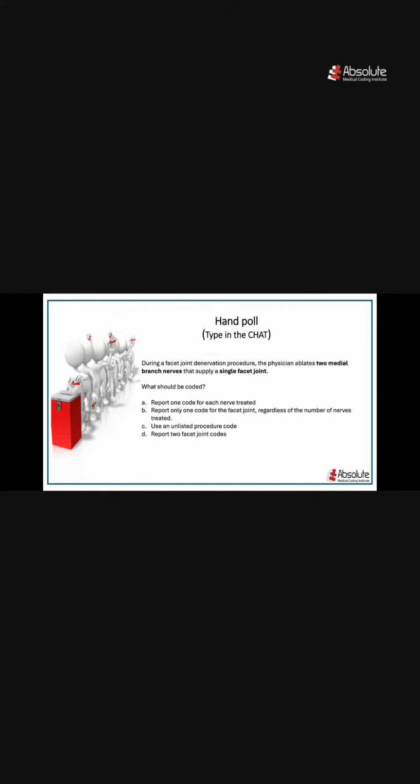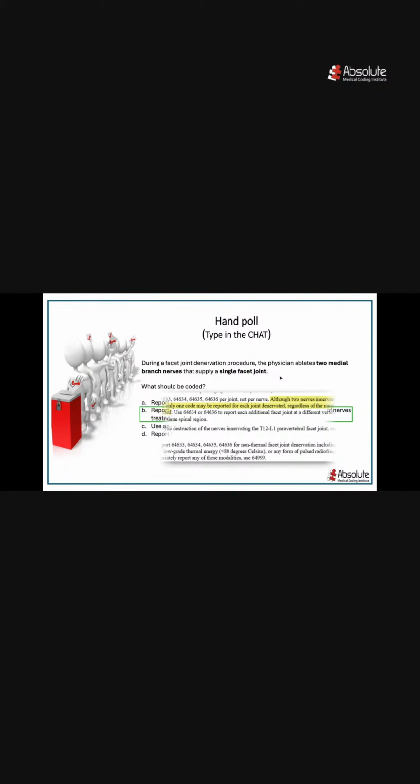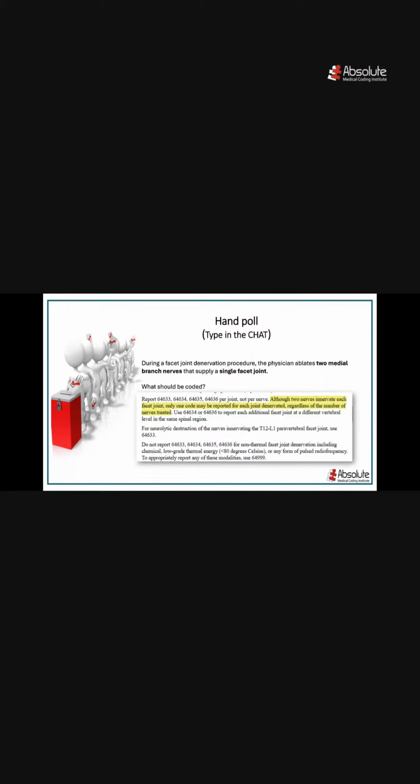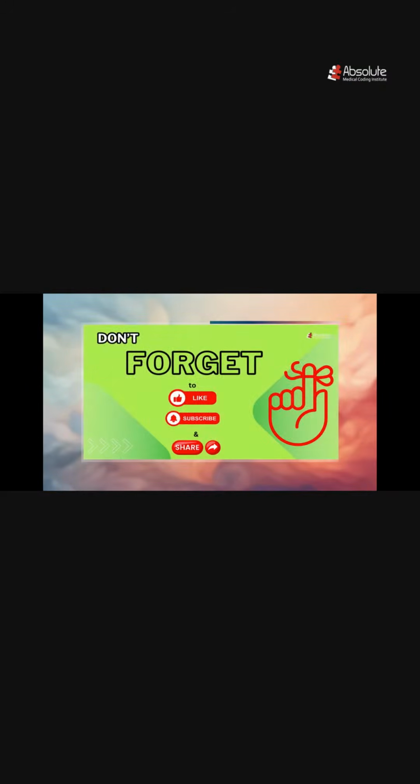Okay, all right. Good one. Yes, the correct answer is option B. Report only one code for the facet joint, regardless of the number of nerves treated. So the guideline says although two nerves innervate each facet joint, only one code may be reported for each joint innervated, regardless of the number of nerves treated. That is your answer. Excellent.